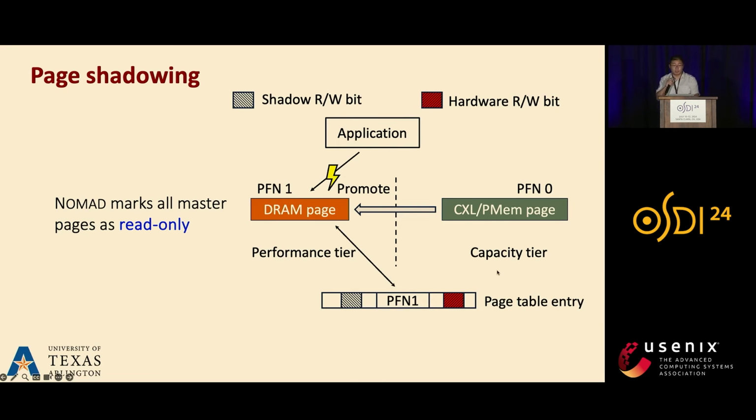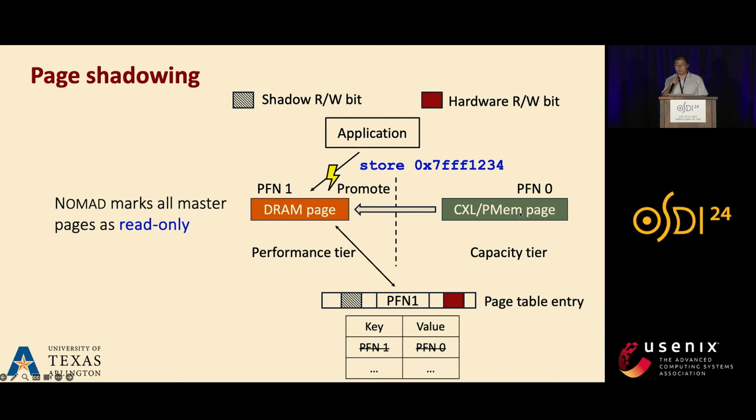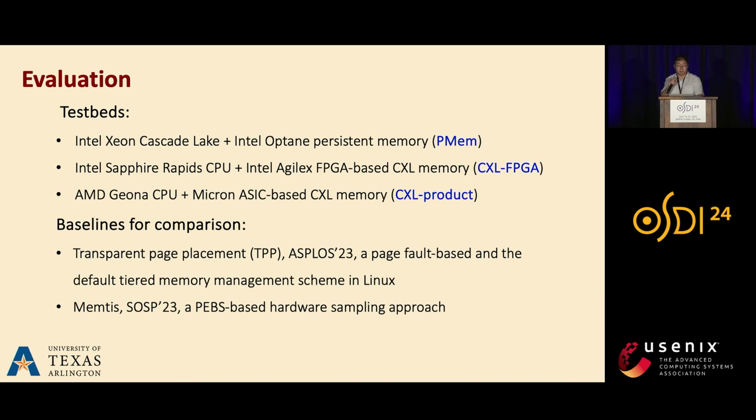As shown in this figure, whenever a master page is updated, a write violation page fault is invoked to handle the invalidation of the corresponding shadow page. After the shadow copy is discarded, Nomad restores the original read-write permission of the master page from a software shadow read-write bit, after which the master page can be updated as usual. The potential overhead of page shadowing is the additional write violation page fault, but it avoids unnecessary page swapping under memory pressure or during memory thrashing.